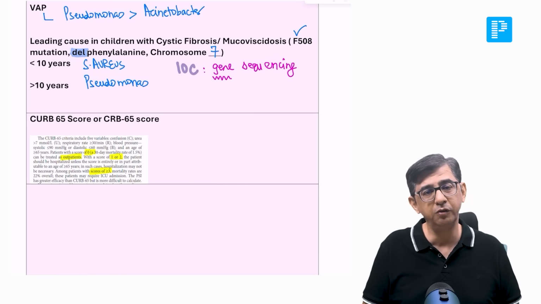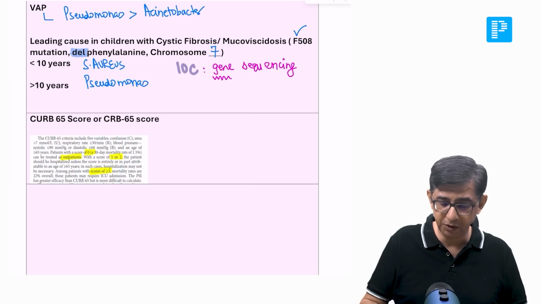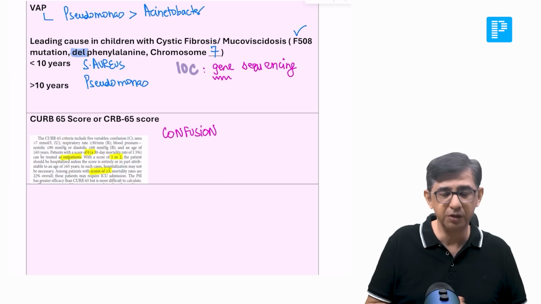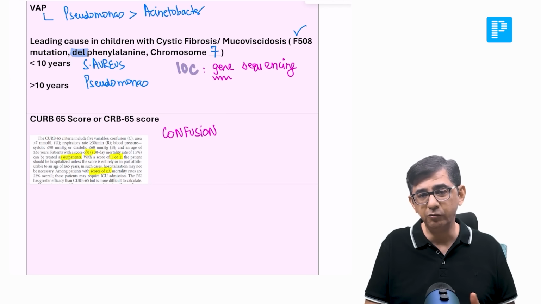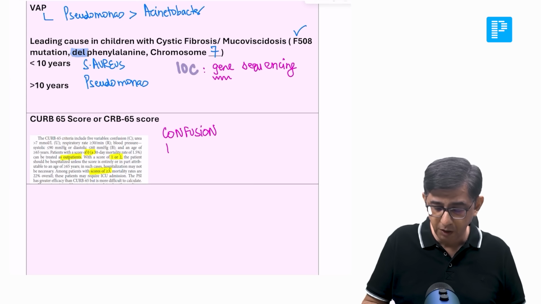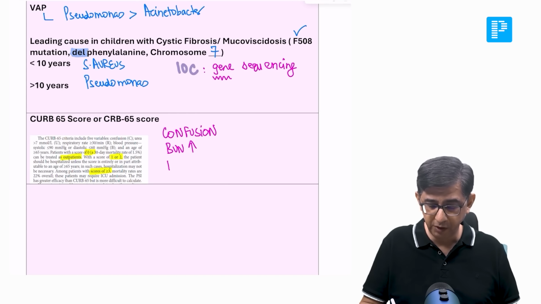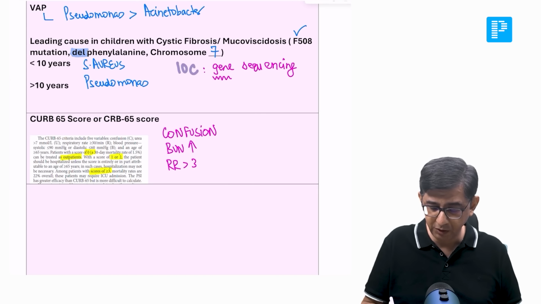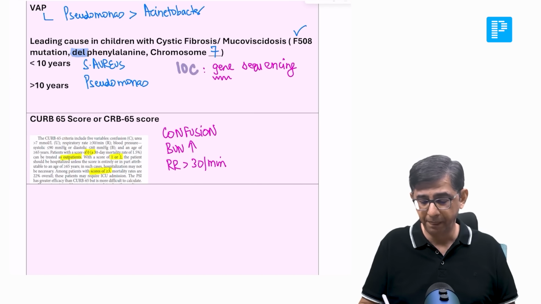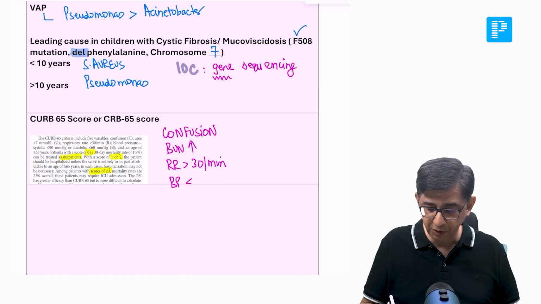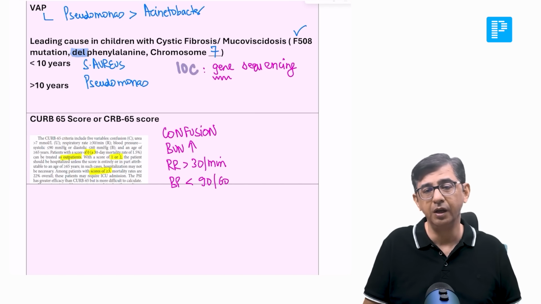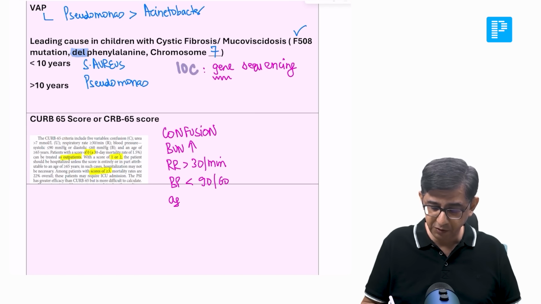Then for evaluation of any pneumonia patient, we'll be using the CURB-65 score. Nowadays, they have replaced CURB-65 by CRB-65, where C stands for confusion. U is for blood urea nitrogen, which would be elevated. R is for respiratory rate. If respiratory rate is more than 30 per minute, that indicates the person is deteriorating. B is for blood pressure values less than 90/60. And 65 is for age of the patient, if it is more than 65 years.